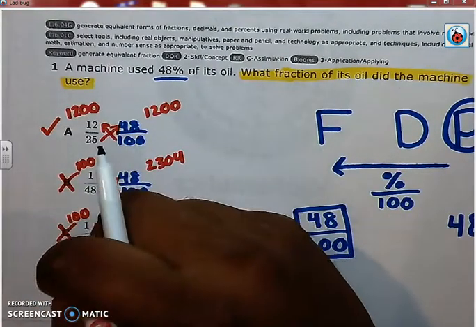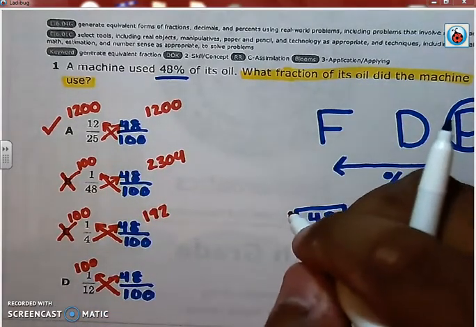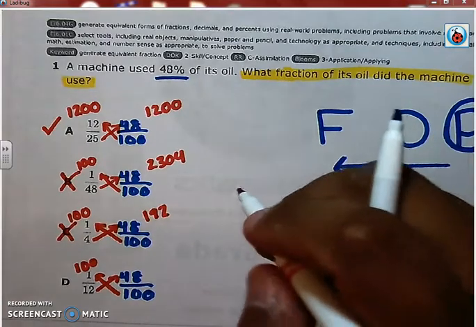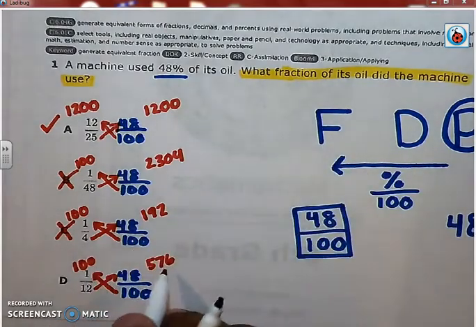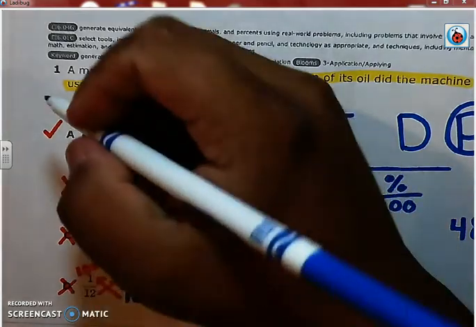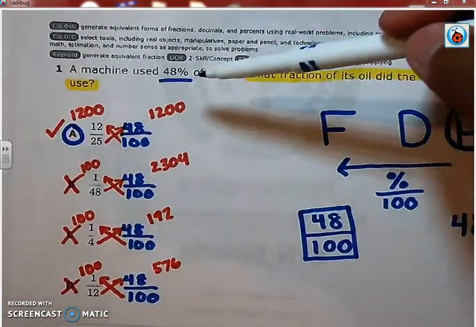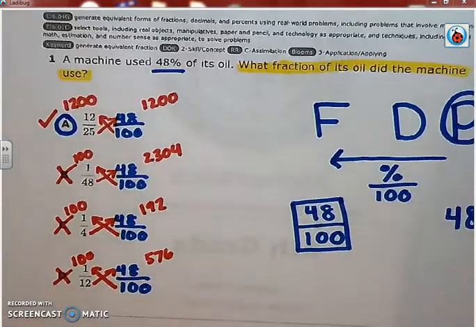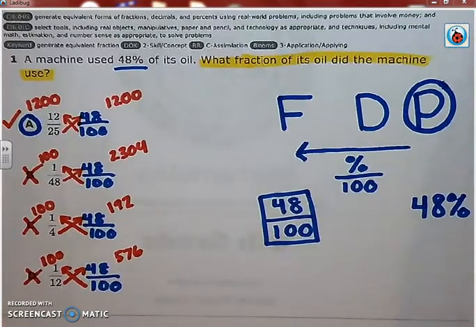100 times 1, 100. 12 times 48, 576. So those are not equal. Letter D is out. And our only correct answer is letter A. A represents 48% of the oil. On to question number 2.